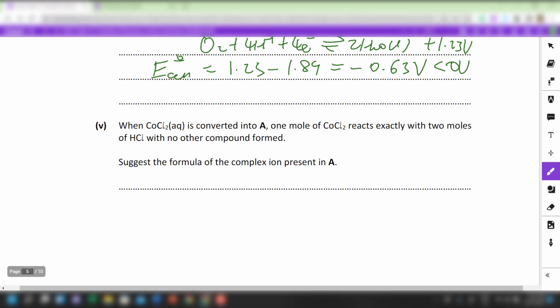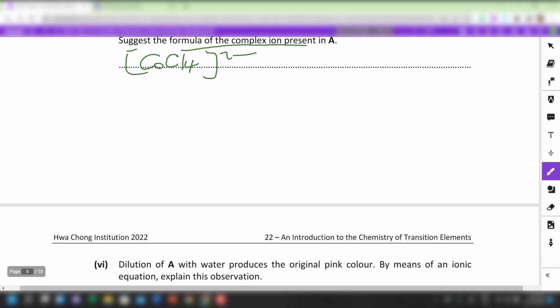Then finally, for part 5, we have cobalt chloride converted into A. So 1 mole of cobalt chloride reacts with 2 moles of HCl, and no other compounds are formed. So basically this is just asking you for the formula of the complex ion. If you look at the clue given, you should be expecting tetrachlorocobaltate 2. So CoCl4, the overall charge is 2 minus.